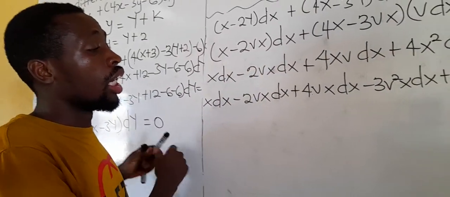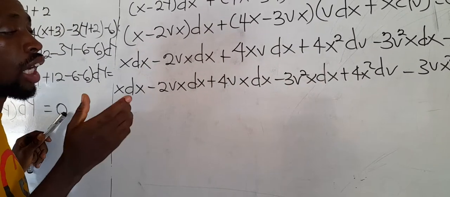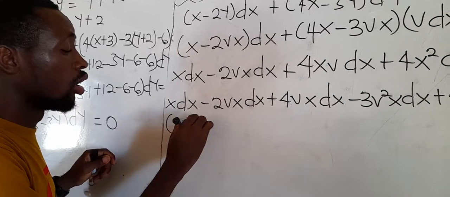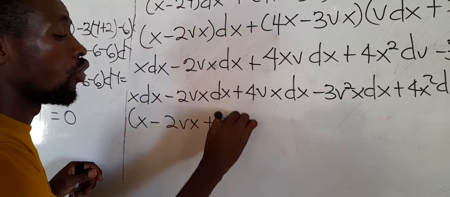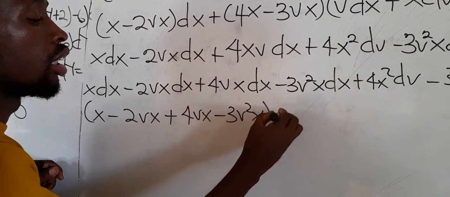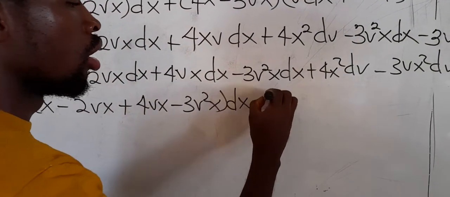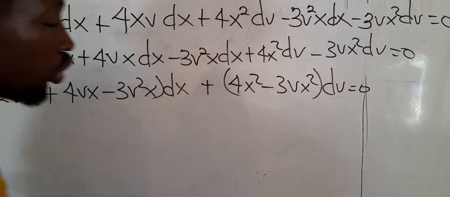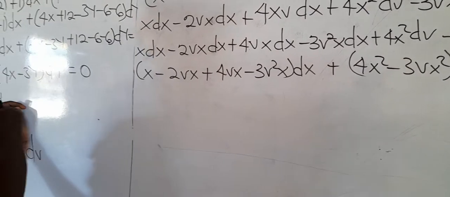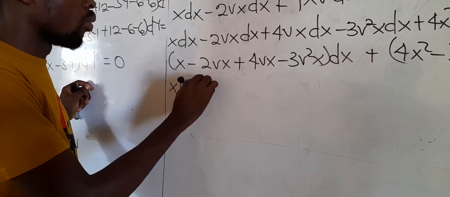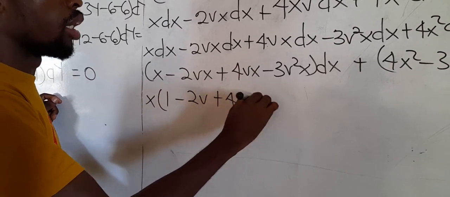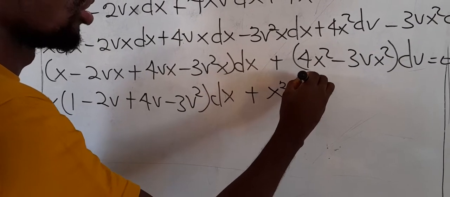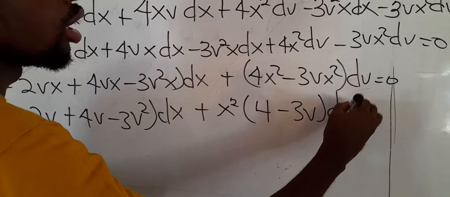Now what's the next thing? You see that all the dx is common to these terms, so we factor it out. And dv is common to these, we factor it out. So when we factor dx out, we are left with x minus 2vx plus 4vx minus 3v squared x, dx. Then plus 4x squared minus 3vx squared, dv equal to 0. So what is common again? Look at it. x is common. Let's bring it out here. So x out, it will end with 1 here, minus 2v plus 4v minus 3v squared, dx, plus what is common? x squared is common. We bring it out. So x squared out, 4 minus 3v, dv equal to 0.